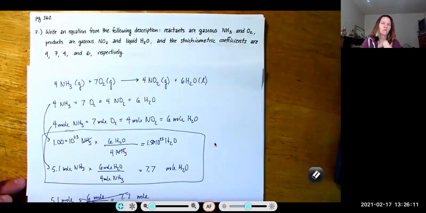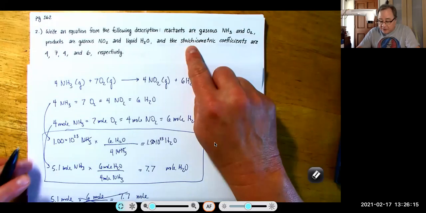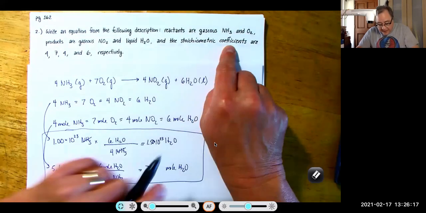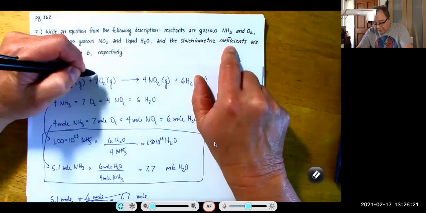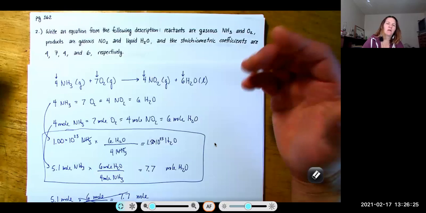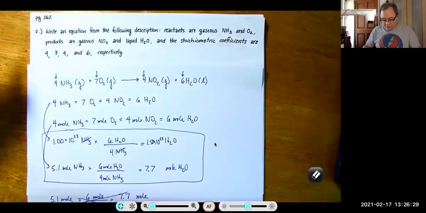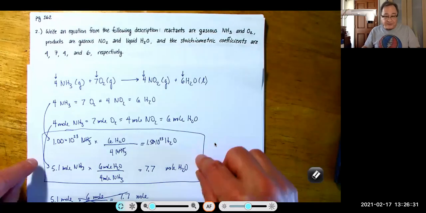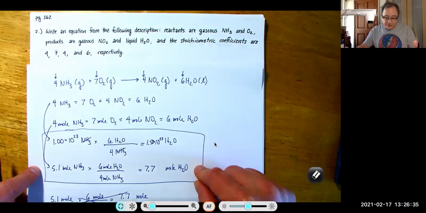Okay. And here you've learned a new term now, stoichiometric coefficient. That's what that is. These are all stoichiometric coefficients, but normally people say coefficient. Okay. Here we're using stoichiometry with the coefficients. Here they're just coefficients.